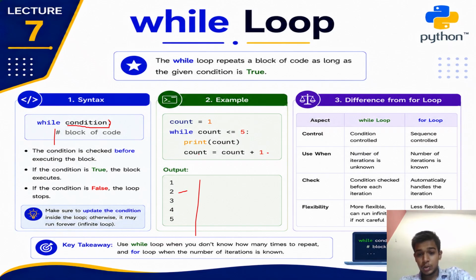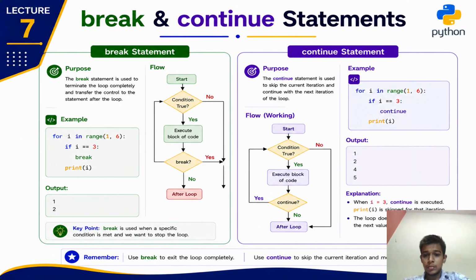Now, remember the simple rule. Use a for loop when the number of repetitions is known. Use a while loop when the number of repetitions is unknown and depends on a condition. Now, moving on to the next slide. Hope this slide is clear.